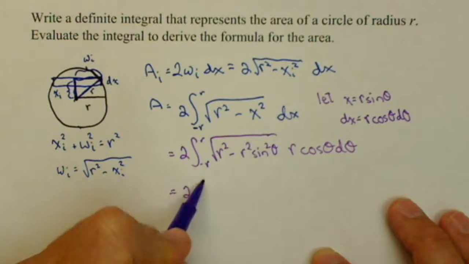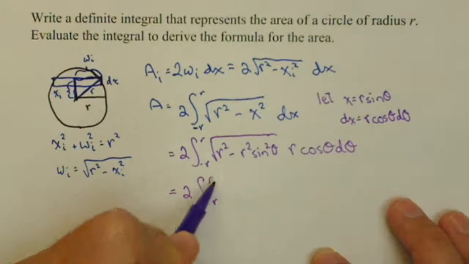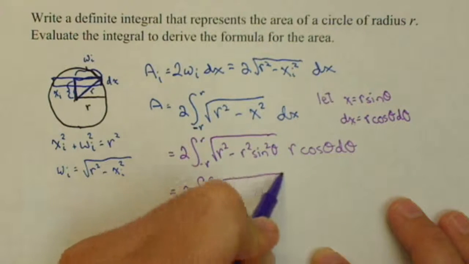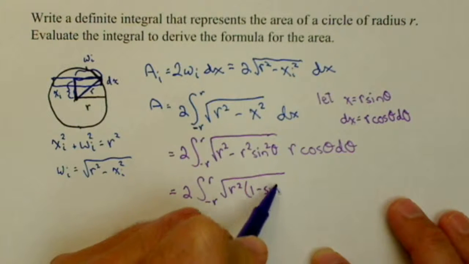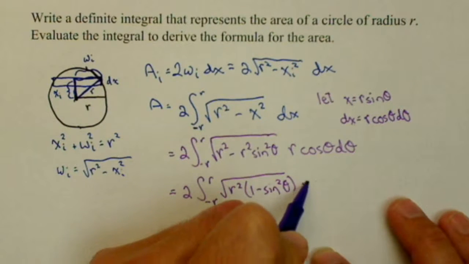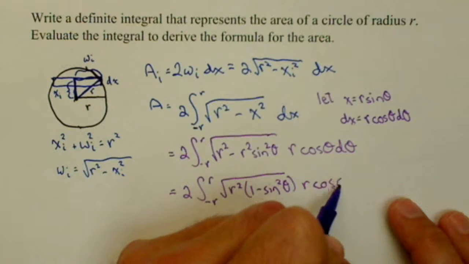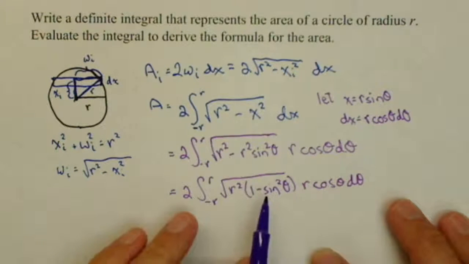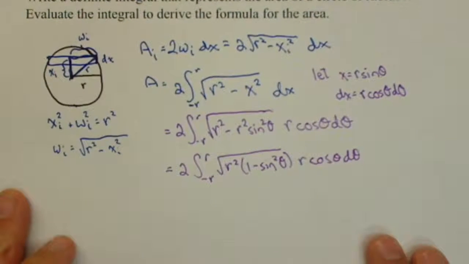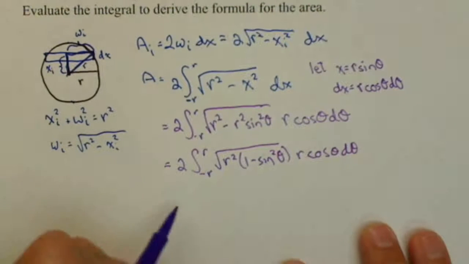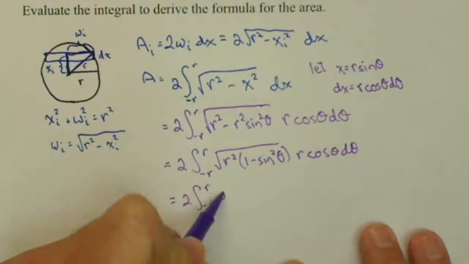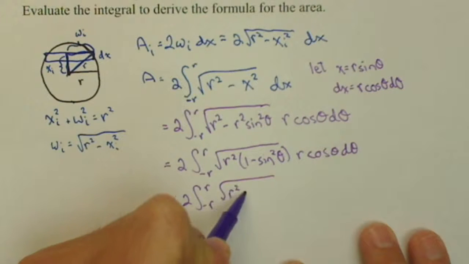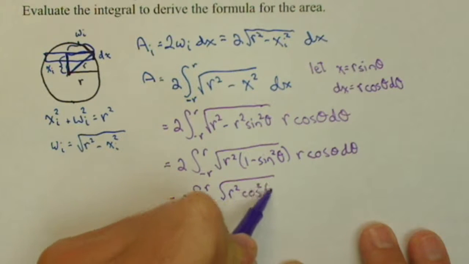Now, we have 2 times the integral from negative r to r. This is going to break down into the square root of r squared times 1 minus sine squared theta, r cosine theta d theta. And this is why we do the trig substitution, because 1 minus sine squared theta is equal to cosine squared theta. And so now we're going to have something that's going to work out real nice with our square root.